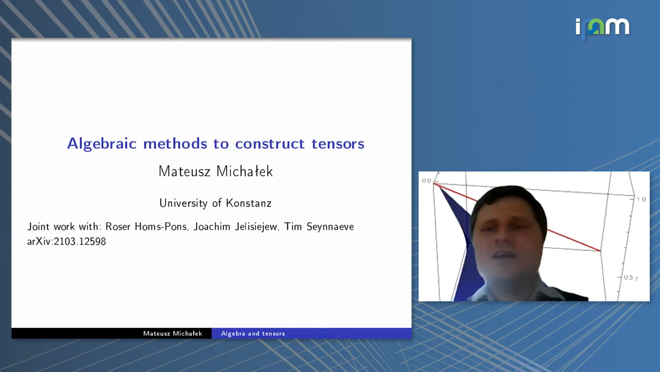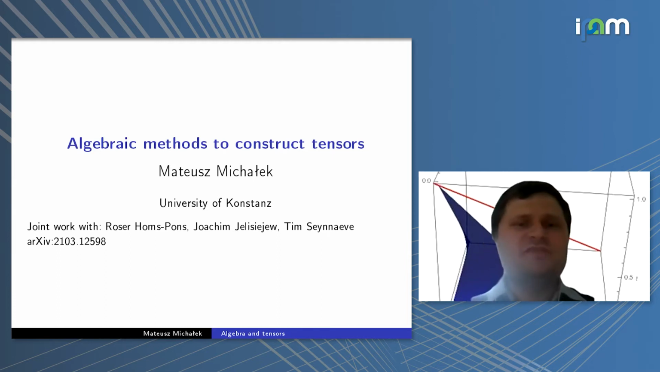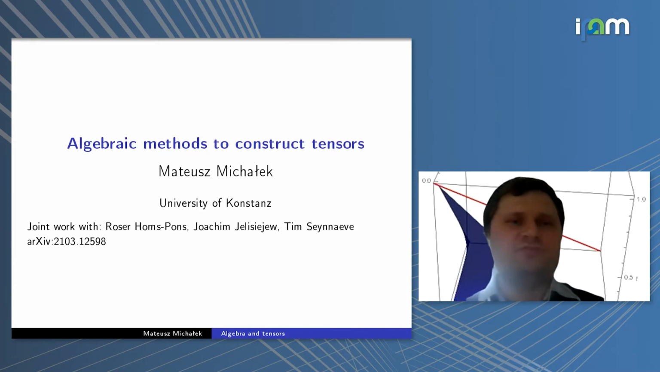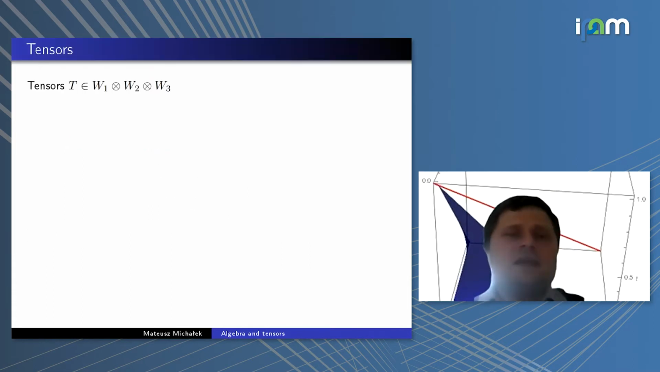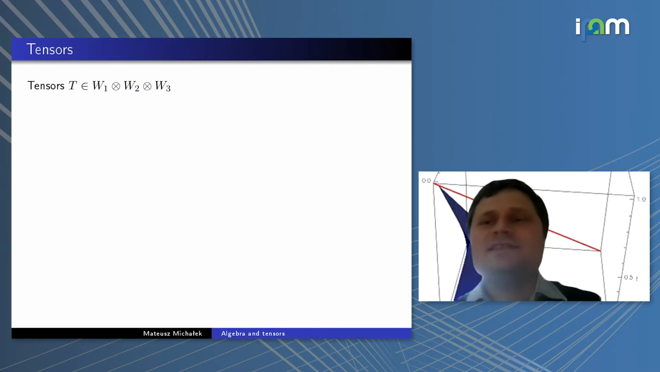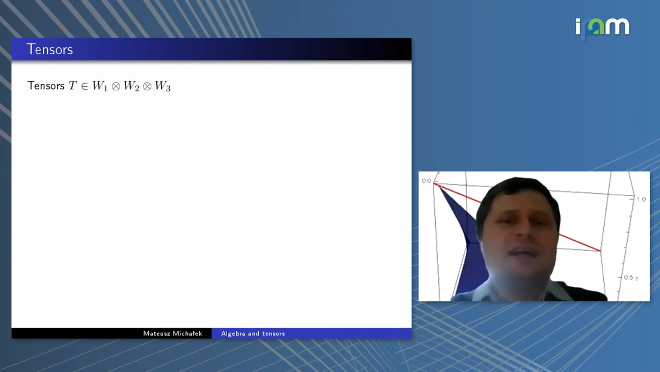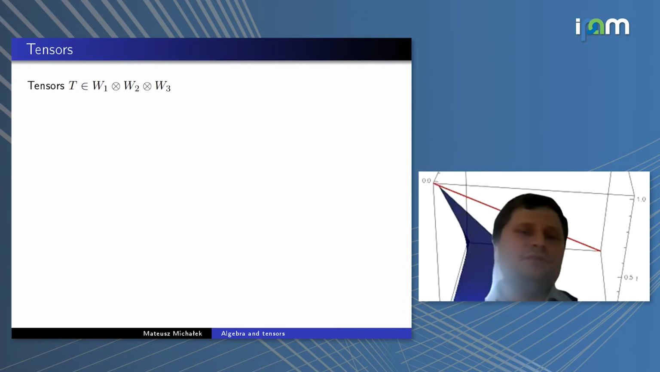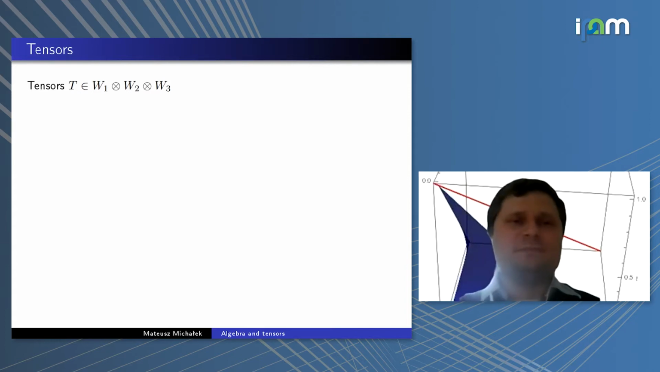The work is on arXiv, and I will start by presenting some motivations to construct tensors using algebra and algebraic geometry, about tensors in a triple tensor product. So three-way tensors, three-order tensors, W1 tensor W2 tensor W3, where W1, W2, W3 are just vector spaces.